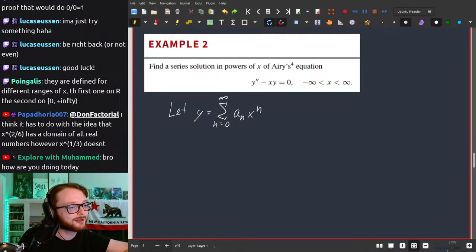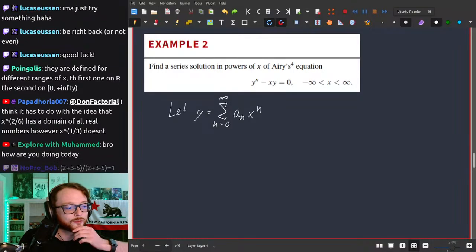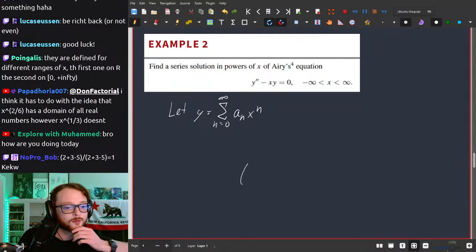Papadoria, with regard to what Poingal said, I think it has something to do with the idea that x to the 2 over 6 has the domain of all real numbers, but x to the 1/3 doesn't. x to the 1/3 is fine with negative numbers, right? Like, -1 to the 1/3 is -1? Hopefully? I'm no good, Mohammed. How about you? 2 plus 3 minus 5 over 2 plus 3 minus 5 is 1. There you go.